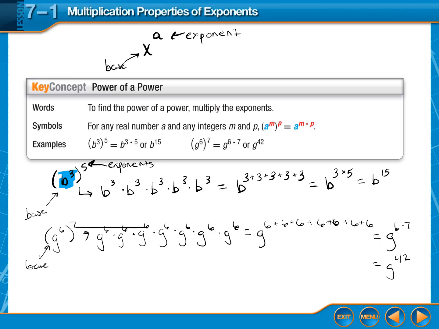Okay? So this is why we want to use this shortcut, because having to write out these powers and then add the exponents can start taking a while. So the shortcut is we can take these two numbers here when we're raising a power to another power. Okay? We take the power that's on the outside and we multiply these two numbers together. So 7 times 6 is g to the 42nd power.